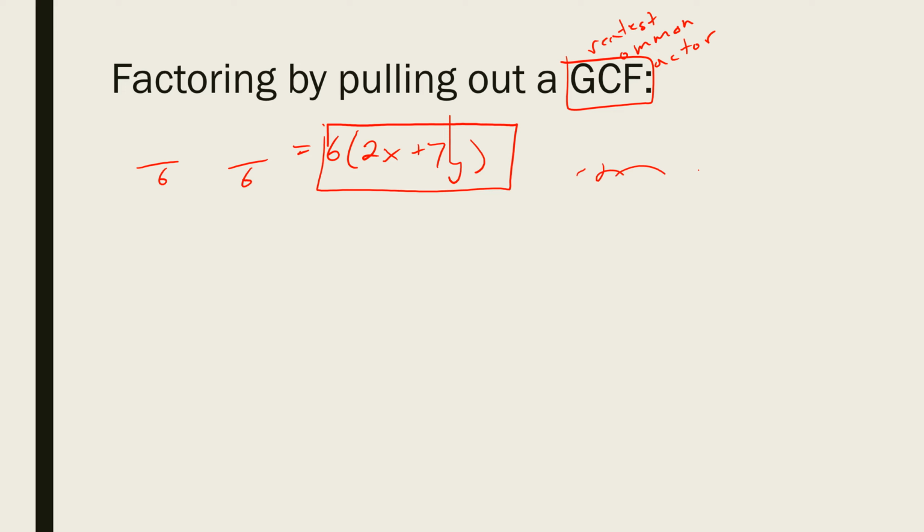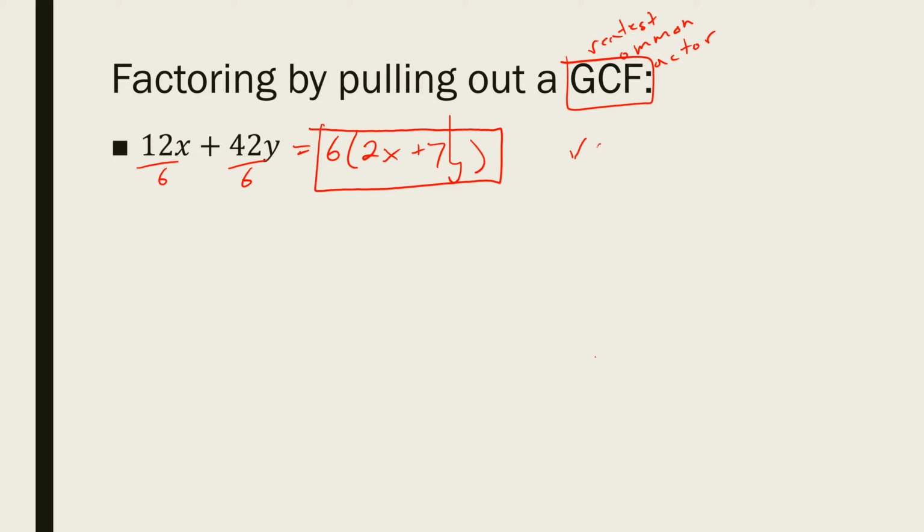My pen, the eraser is not working very well. The point is that in order to check my work, I simply need to distribute back in this 6. So when I distribute back in the 6, I get 12x plus 42y. This is my original problem. Awesome. Okay, so let's look at the next one.